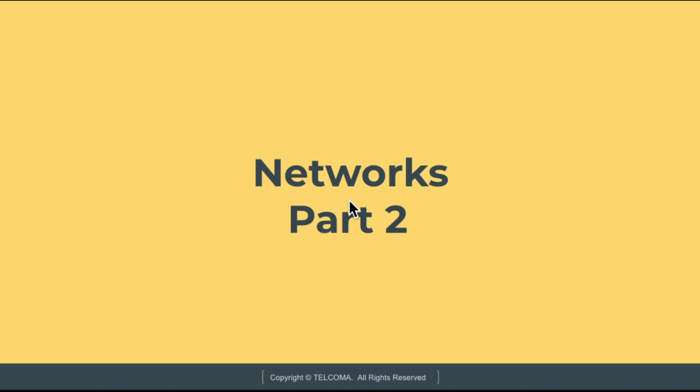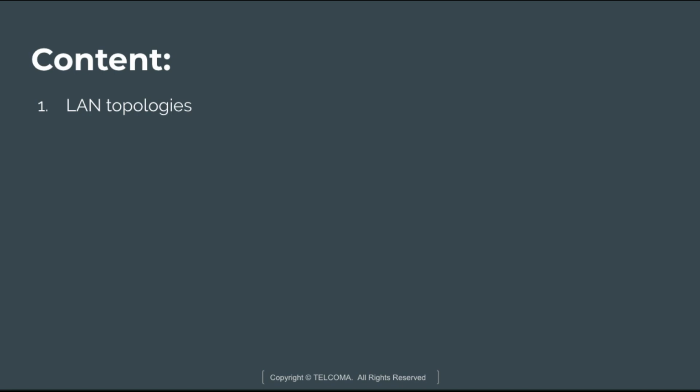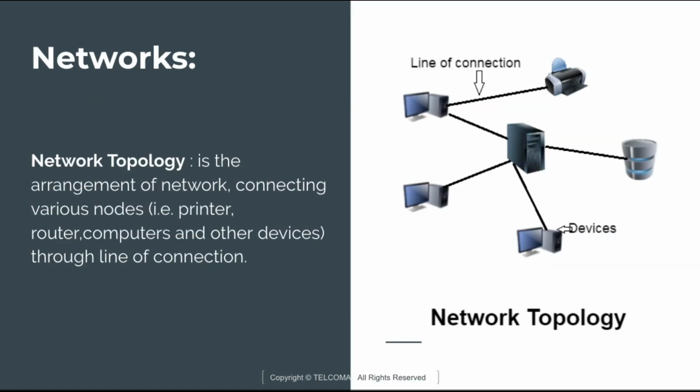So today we are going to discuss about the networks. In this class we are going to discuss about the LAN topologies. First of all, let's discuss what a network topology is. The network topology is the arrangement of a network connecting various nodes, that is printers, routers, computers and other devices through a line of connection.